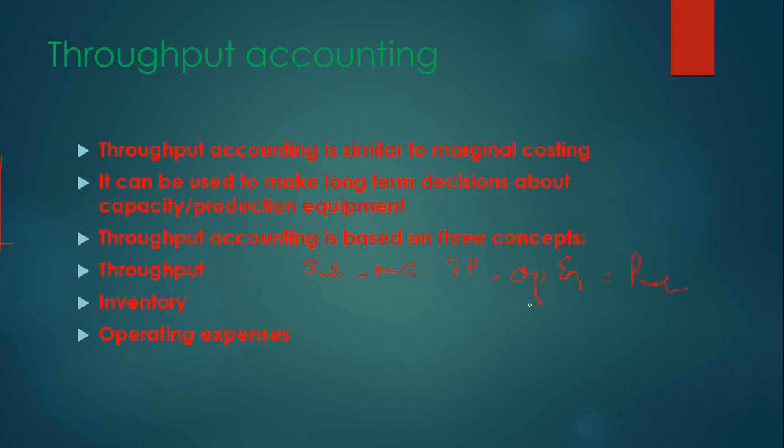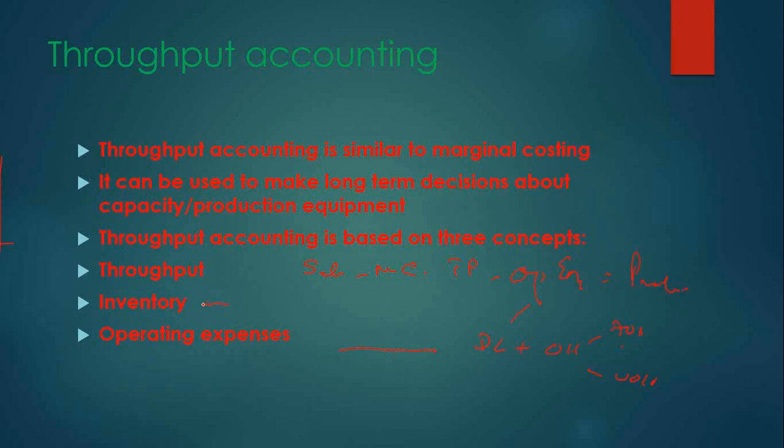So operating expenses include direct labor. Operating expenses include overheads. Overheads means both the overheads: fixed overheads and variable overhead. So that is what the operating expenses are.